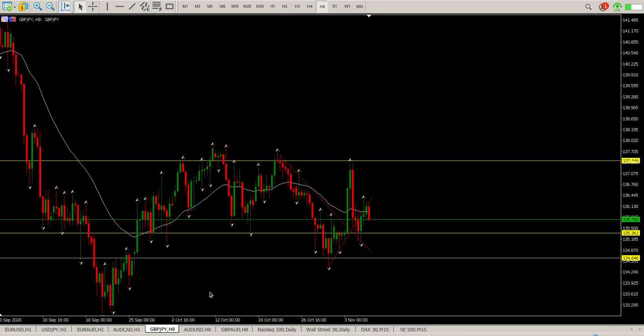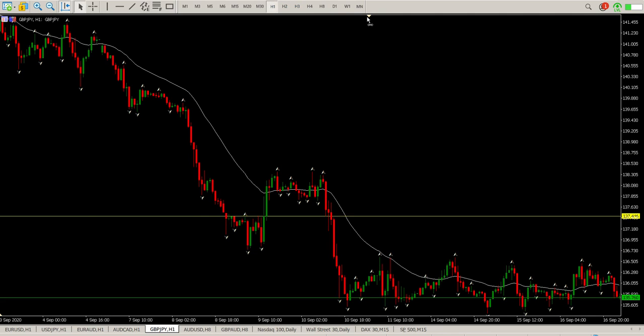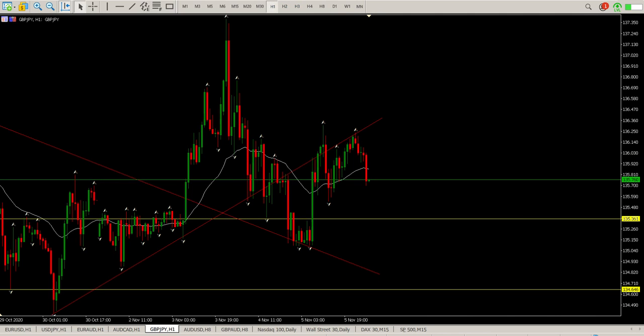British pound, Japanese yen. So I've left these trend lines in. You can see trend line down, we broke, we've tested, trend line up, and we're still hovering on this. This one, to me, there's no clear direction. Probably not even bother looking at it through the day. And you can see why.